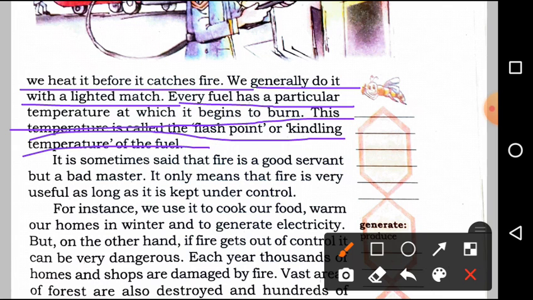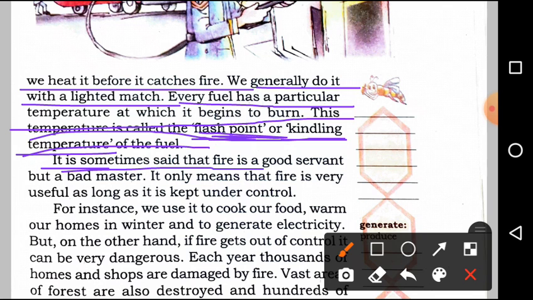So for example, LPG, liquid petroleum gas, diesel, petroleum, they are highly flammable. Why highly flammable? Because they can start fire at room temperature. So they need very low temperature to start or to catch fire. Whereas the log of wood or paper or something else, they also have a certain temperature at which it starts burning, and that particular temperature is called flash point or kindling temperature.